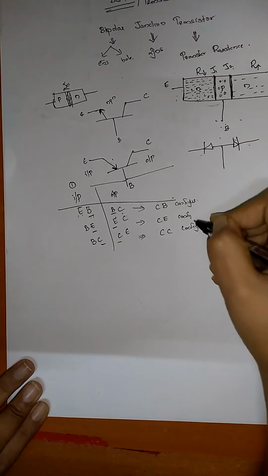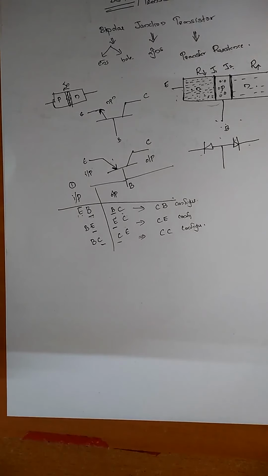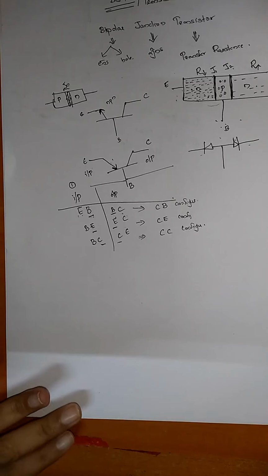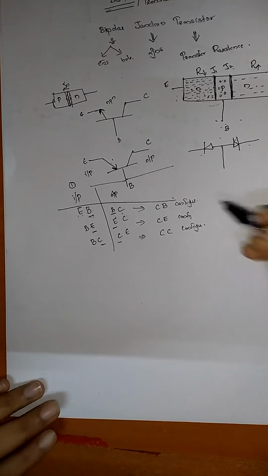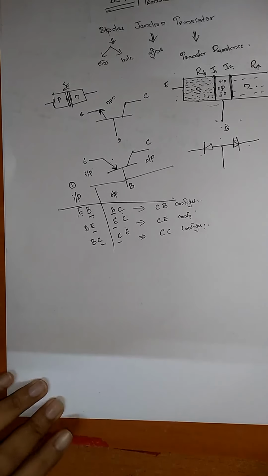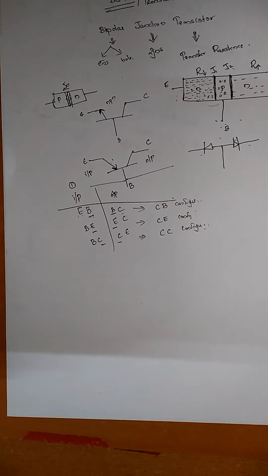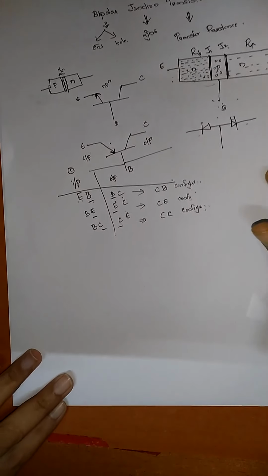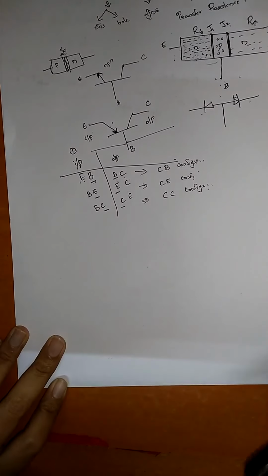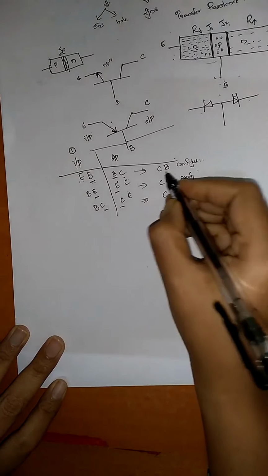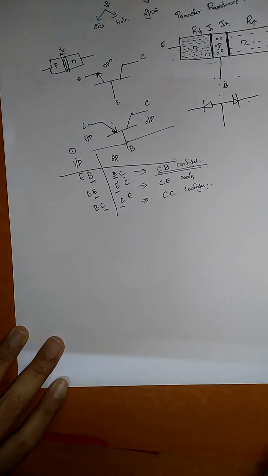So a transistor can work in three different configurations depending upon the terminal which is common to the input and output. We have to study these three configurations, that is common base, common emitter and common collector configuration. In the first case, I am going to take the first one, that is common base configuration.